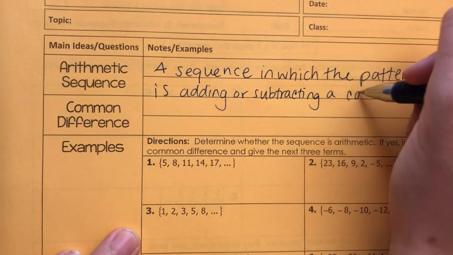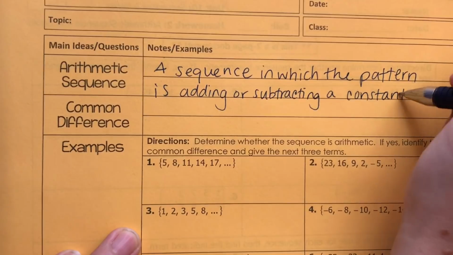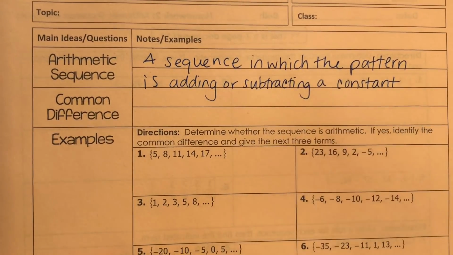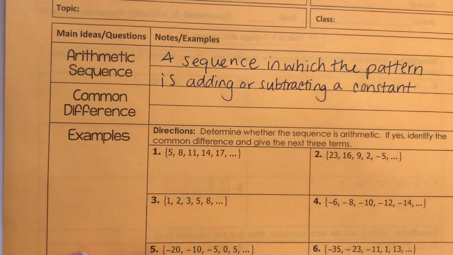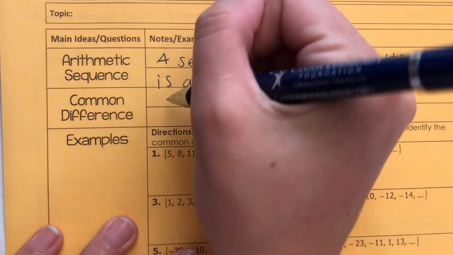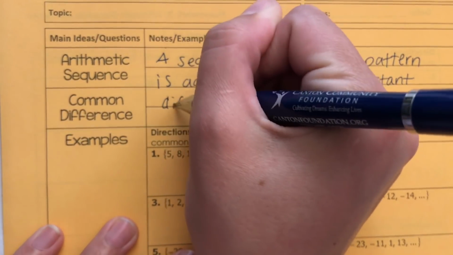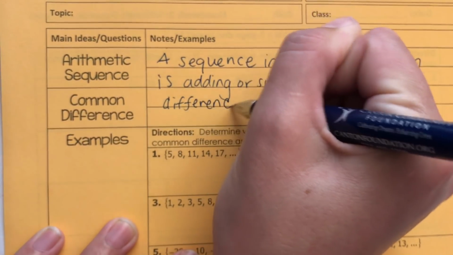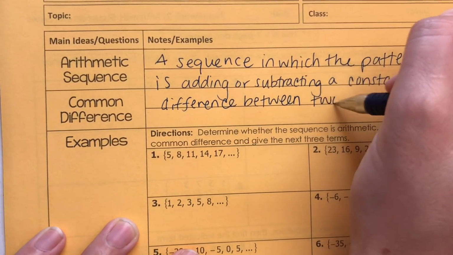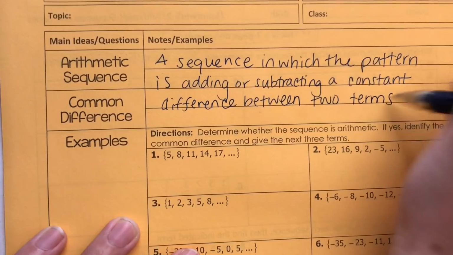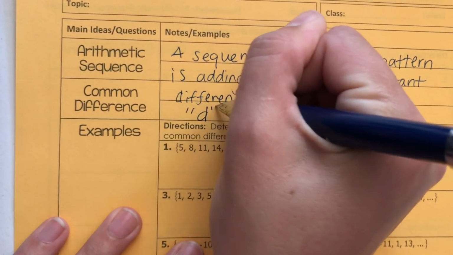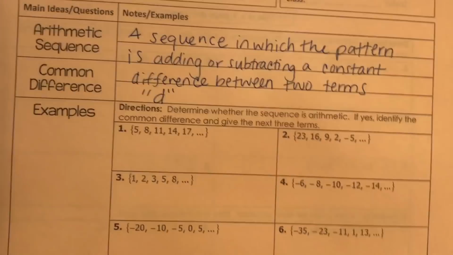So that means the pattern stays the same the entire time. It's always adding 5 or always subtracting 5 or maybe 2 or some other number. Common difference is just going to be, what is that pattern? So the difference between two terms. And then we'll represent that with the letter D. So that's going to be like our variable.